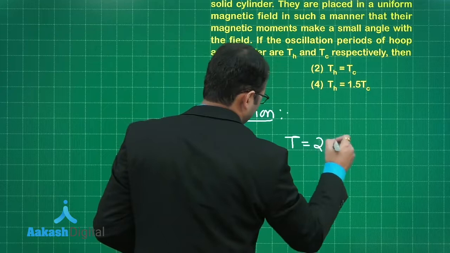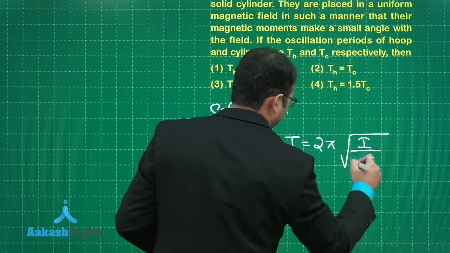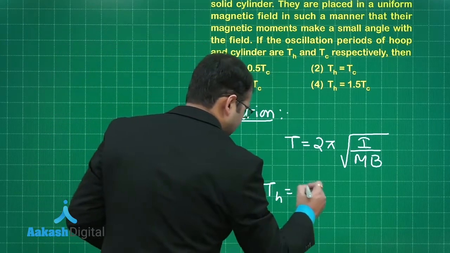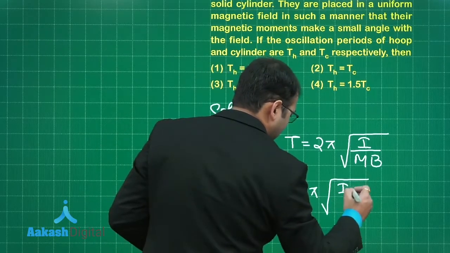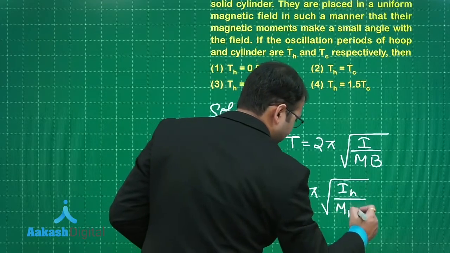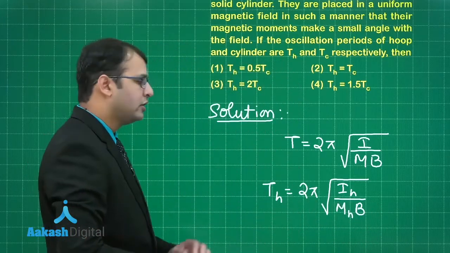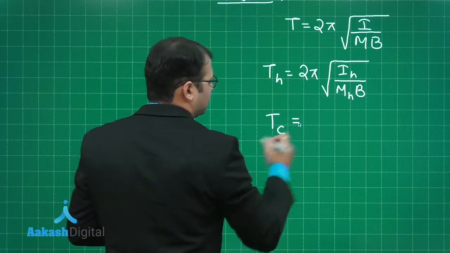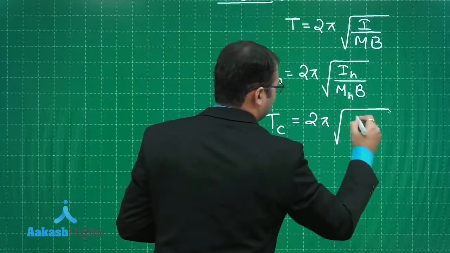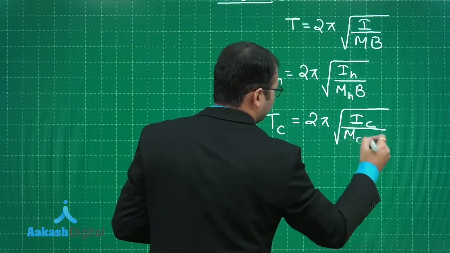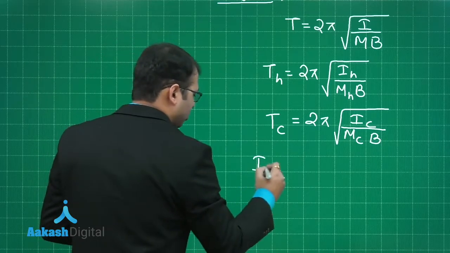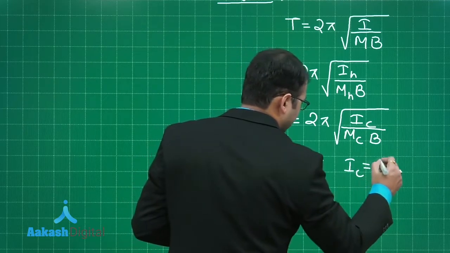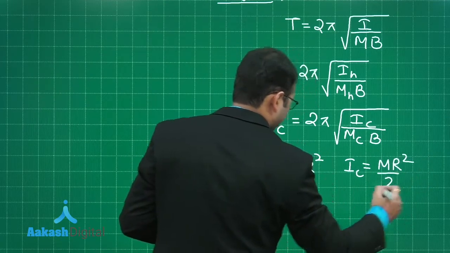That is simply T equals 2 pi under root I by MB. Now in the case of hoop, I can write it as Th equals 2 pi under root of Ih by the magnetic moment of hoop into the magnetic field which is existing in that place. And for the solid cylinder, I will write Tc equals 2 pi under root Ic by Mc B, right. Now what is the moment of inertia of hoop? It would be simply MR square. What would be the moment of inertia of solid cylinder? That would be half MR square, right.